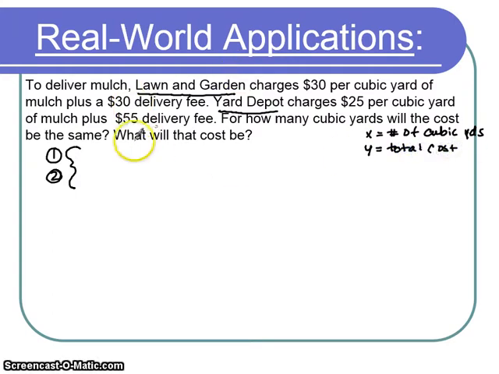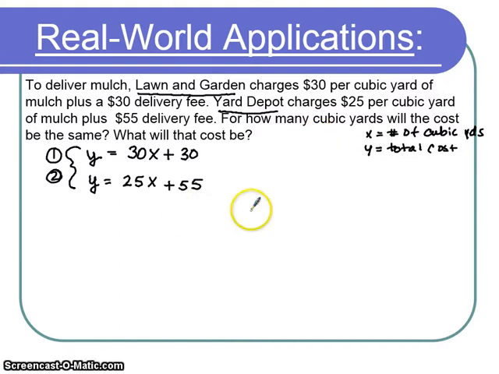Well, the total cost at Lawn and Garden, which will be y, will be equal to $30 per, which is multiplication, cubic yards, which is a variable, plus a $30 delivery fee. So our equation for Lawn and Garden is y equals 30x plus 30. For Yard Depot, it also depends on the cubic yards. So the total cost will be equal to $25 per cubic yard plus a $55 delivery fee.